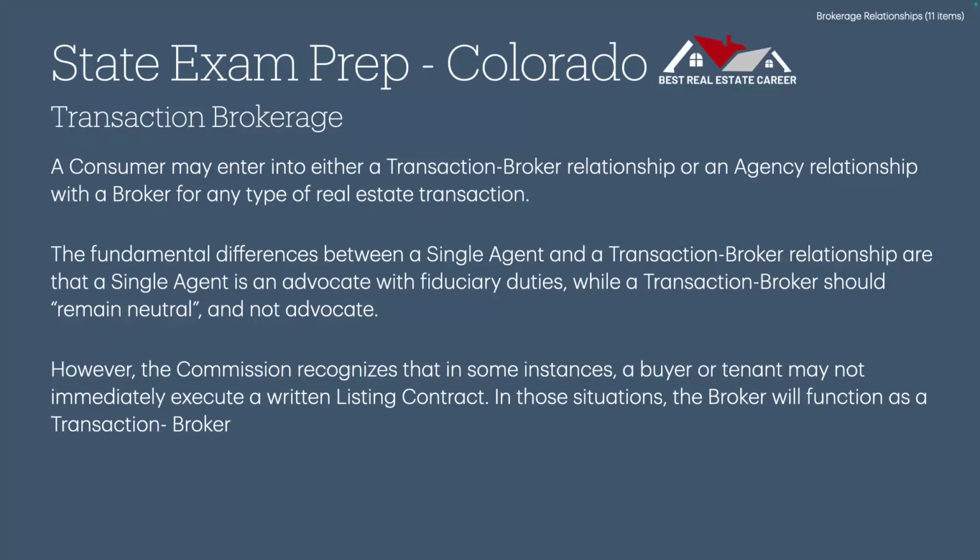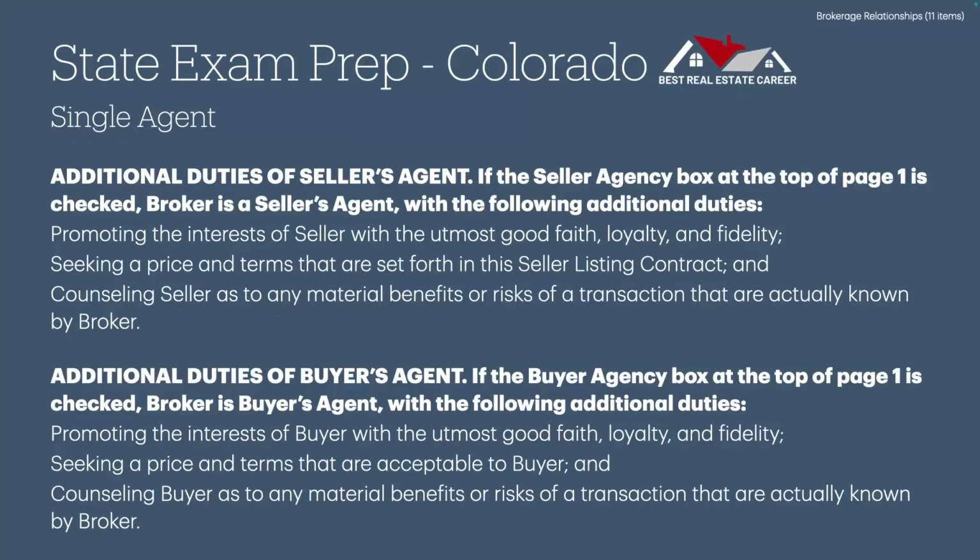So here it is. Single agent. And again, single agent, it's agency, which means there's a fiduciary relationship. I pulled this directly out of our contract. All right. So you guys are looking at verbiage from the Colorado contract, the exclusive right. And it says additional duties of the seller's agent. So we're looking at the seller's agent exclusive right to start. If the seller agency box at the top of page 1 is checked, the broker is a seller's agent. Remember, if the box isn't checked, you're a transaction broker. And these are your duties.